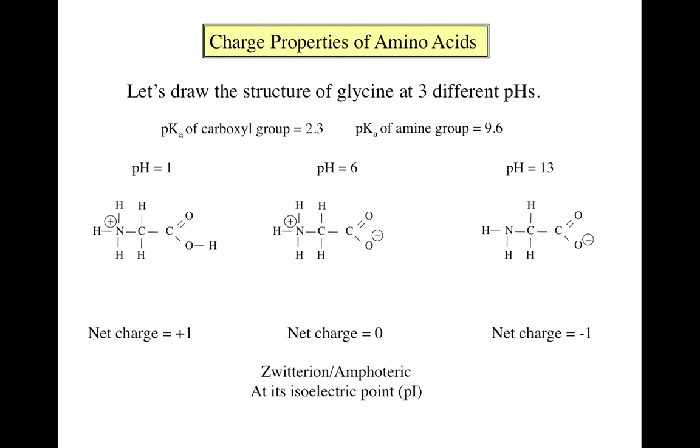Because it has a net charge of 0 at a pH of 6, glycine is said to be at its isoelectric point, meaning that it would not move if exposed to an electric field.